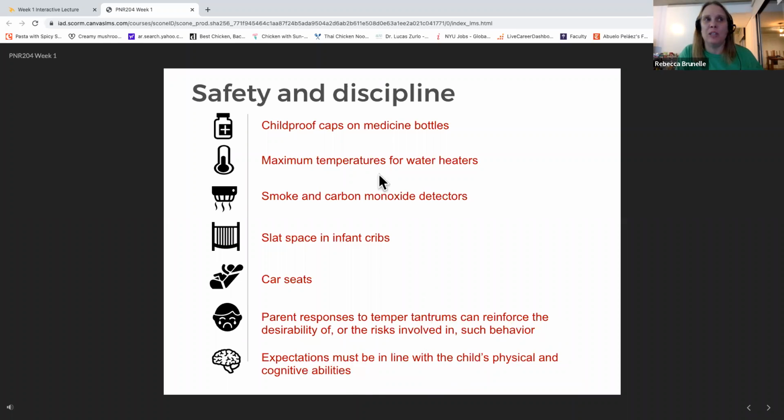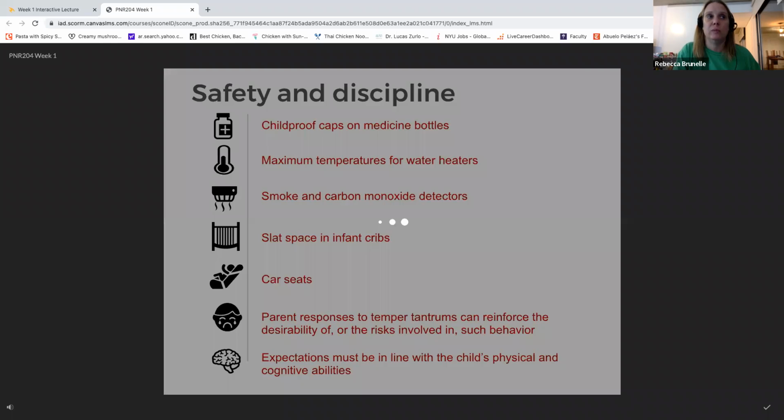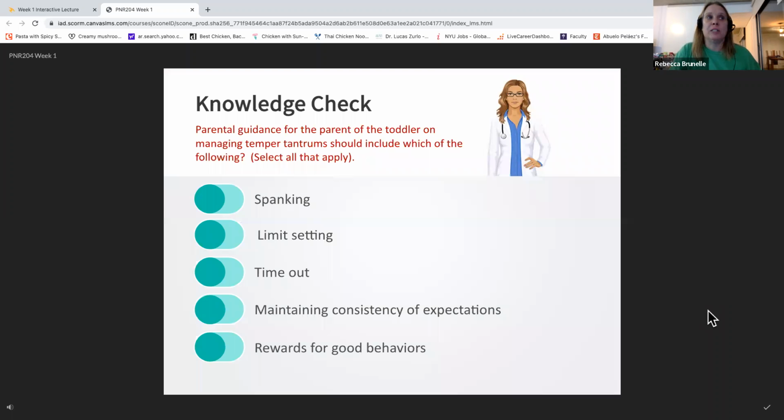And these are all things that are anticipatory guidance for nurses, making sure that the parents expect something that's normal for that child. A toddler is going to have temper tantrums. That's normal. So you need to prepare parents for that. So this is going to be guidance.